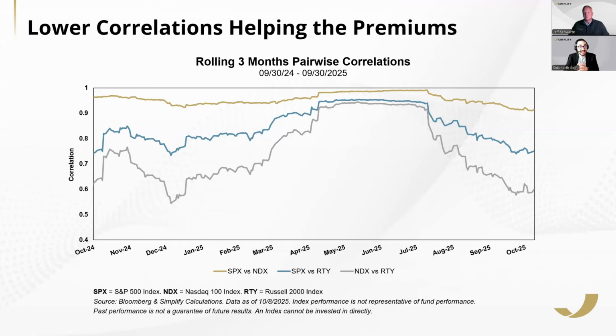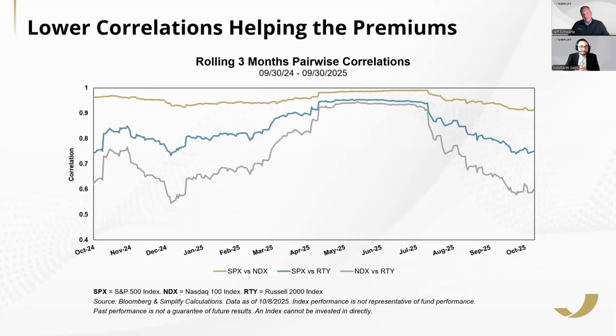If you look at April environments, the correlations were close to 1, and now we are seeing those pairwise correlations dip below, and those are adding to the income stream. So that is also a positive factor in the premiums that we are receiving through autocallables. And I just want to highlight what you're seeing on the screen is the rolling 3-month pairwise correlation. For each of the pairs that we have, S&P Nasdaq, S&P Russell, and Nasdaq Russell, we are plotting the 3-month pairwise correlations.